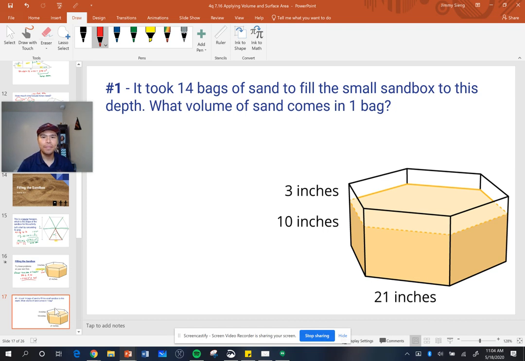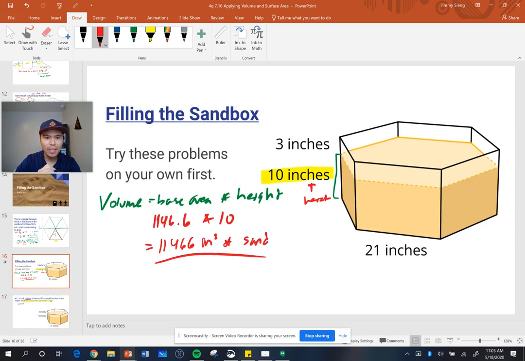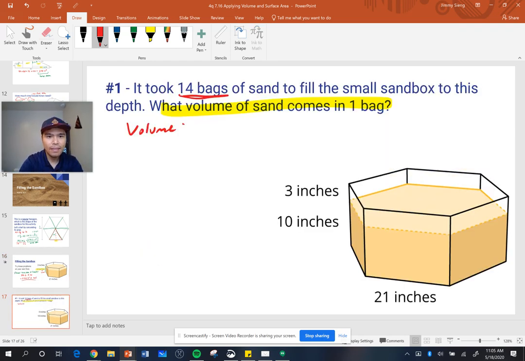So number 1. So if it took 14 bags of sand to fill this small sandbox to this depth, what volume sand comes in one bag? So here we have 14 bags, right? That's important. So 14 bags. We need to find out the volume of one bag. So what did I say my total volume was? Well, my volume we found back here was 11,466.